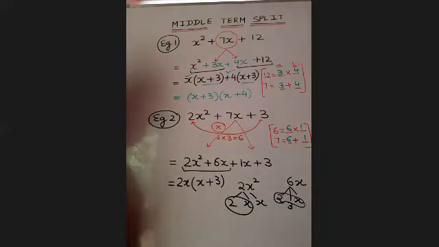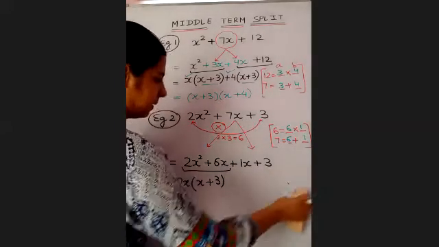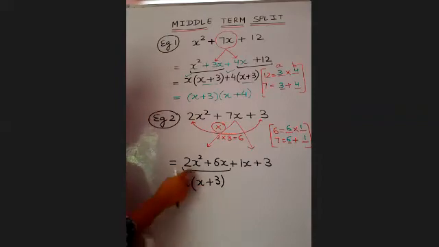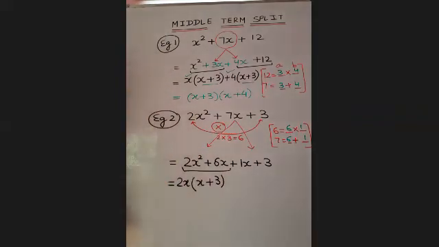Clear? Yes, ma'am. You can always cross check by opening the bracket. Just do it in your mind: 2x into x is 2x square, 2x into 3 is 6x.